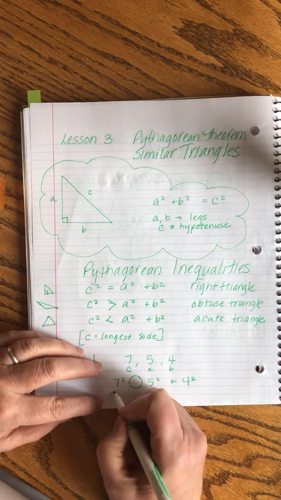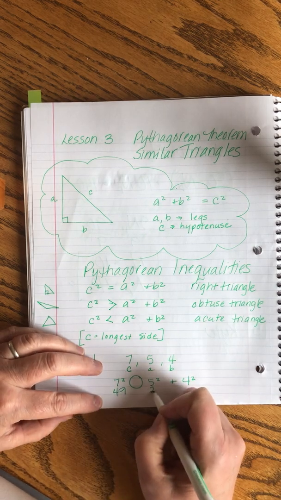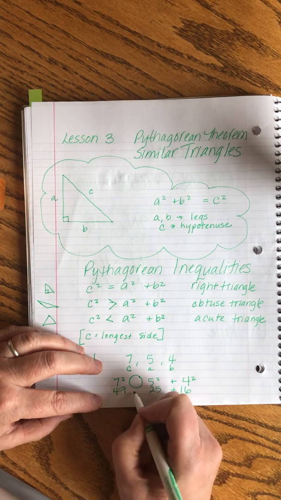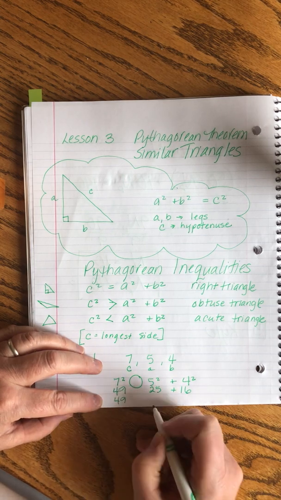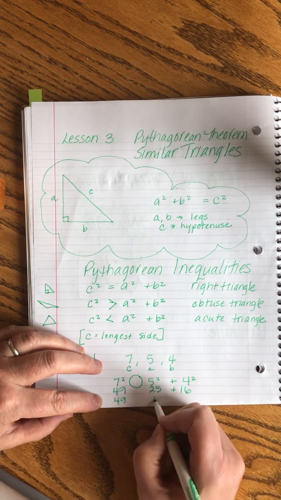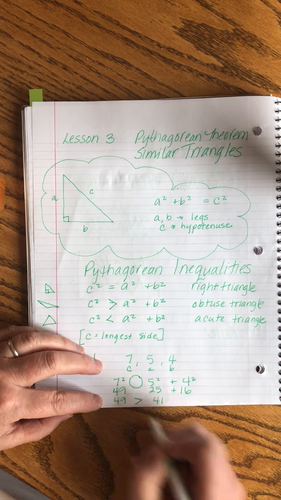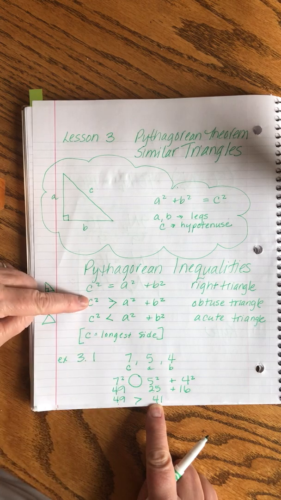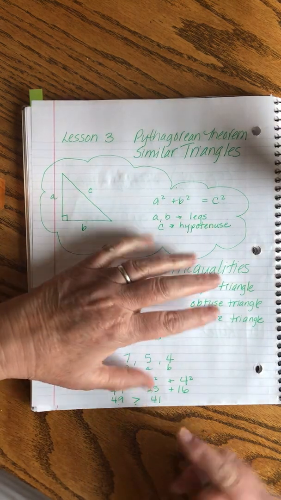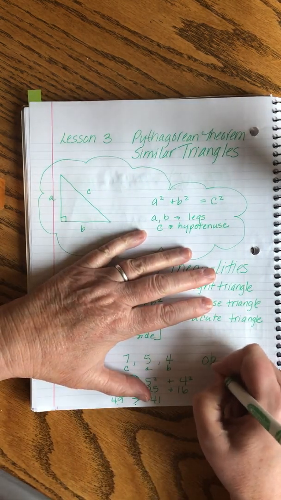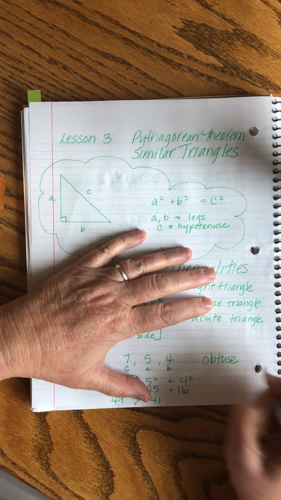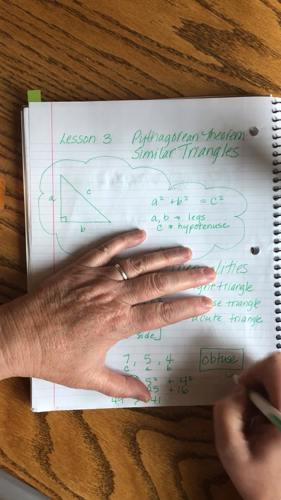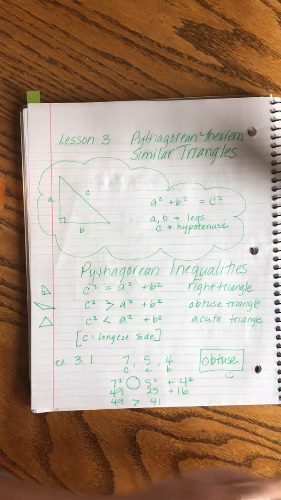Let's do the calculation now. This is 49, this is 25, this is 16. Now we'll add them together, 25 plus 16 is 41. So 49 is greater than 41. So that means it's this situation. So the triangle that gave us these is an obtuse. And that's correct. Make sense?